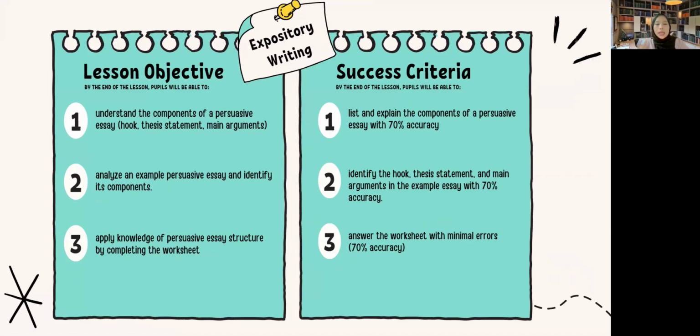The next objective is to analyze an example persuasive essay and identify its components. The success criteria is to identify the hook, thesis statement, and main arguments in the example essay with 70% accuracy. For this, students need to identify the three components based on the example of a persuasive essay that has been prepared by us. The last lesson objective is to apply knowledge of persuasive essay structure by completing the worksheet, and the success criteria is to answer the worksheet with minimal error, 70% accuracy. So the students will be evaluated on how well they are able to apply the knowledge from the lesson.